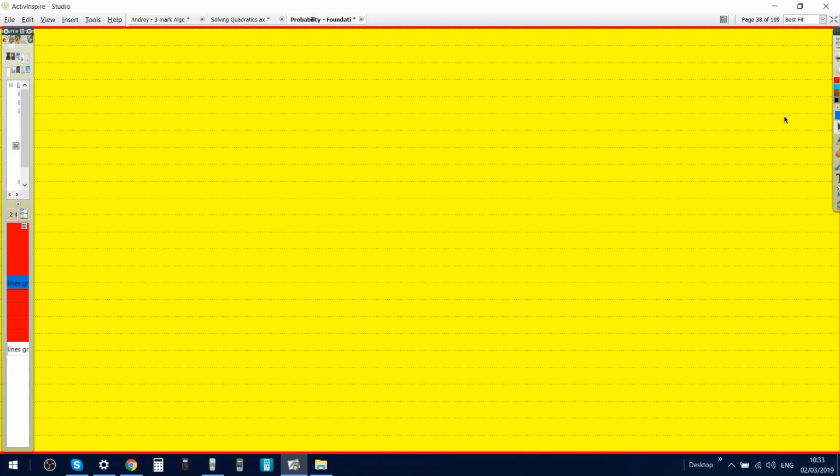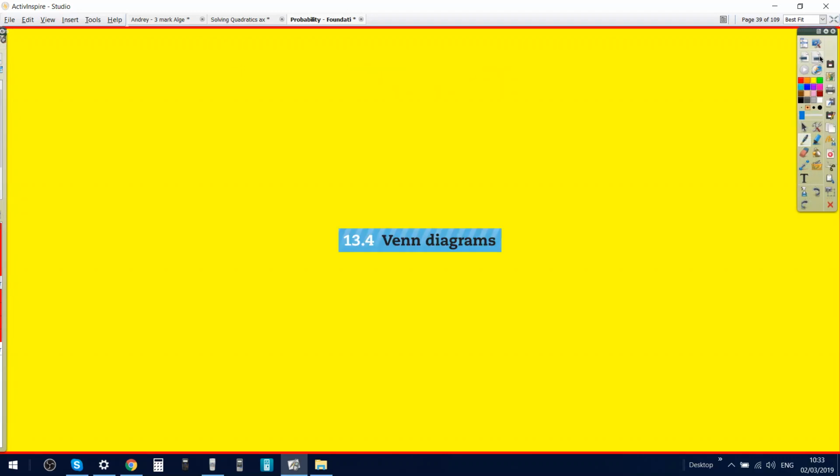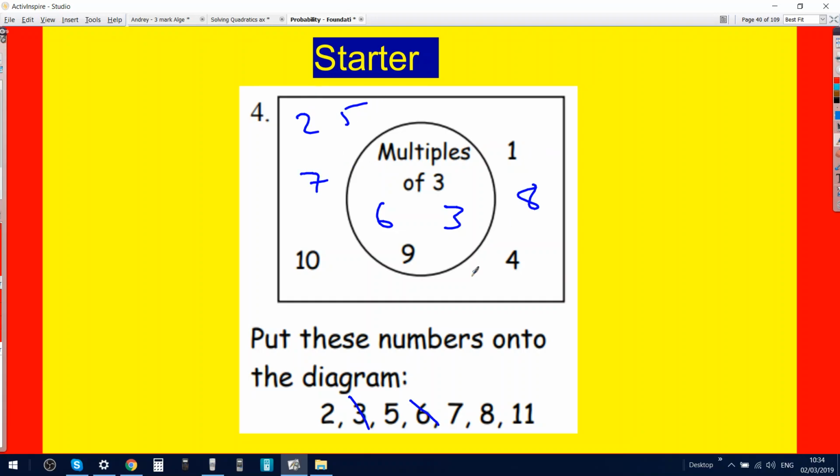X, a half, or tick? I say 3/4. Okay, that's not bad. And Venn diagrams. Okay, what goes where? Okay, so the multiples of 3 would be in the circle, and would the rest be outside the circle? Why is 9 in the circle? Because it's a multiple of 3. Any other multiples of 3 in the list? 6. I don't think so. Oh, 6. And then the rest are outside: 2, 5, 7, 8, 11.